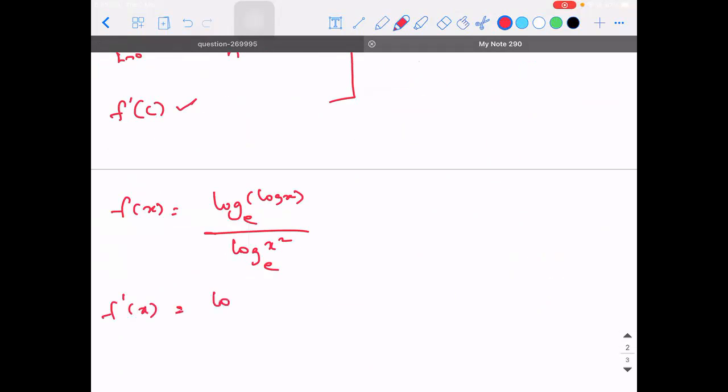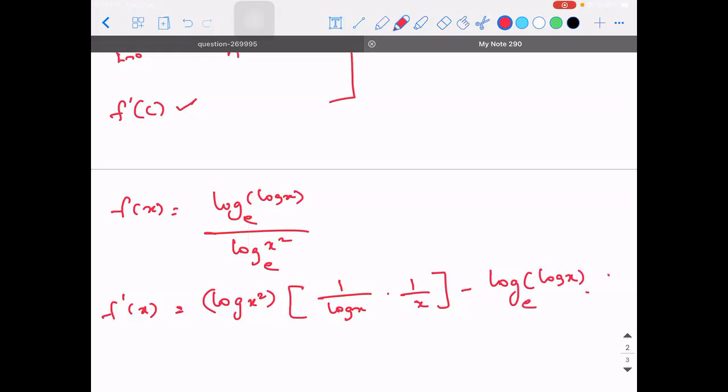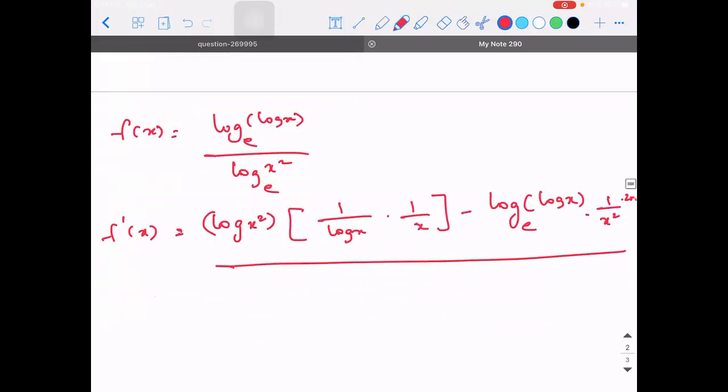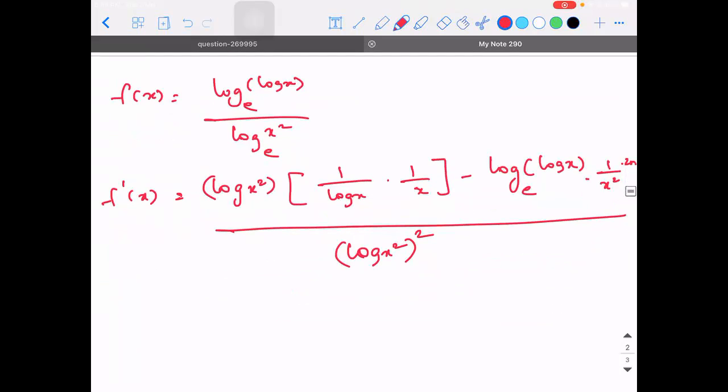So f dash of x is log of x square into 1 by log x into 1 by x, minus log of log x base e into 1 by x square into 2x, the whole divided by log of x square, the whole square. They're asking f dash of e. You need not sit and solve the whole thing and then substitute it. You can directly substitute f dash of e.